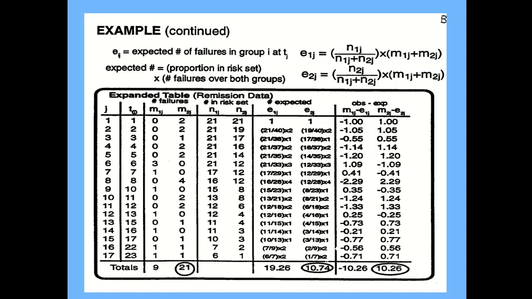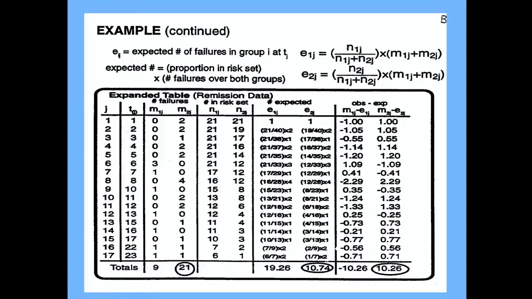First of all, in this table, you see the number J, 1, 2, 3, 4, up to 17, but you notice that T of J is 1, 2, 3, 4, 5, 6, 7, 8, 10, 11, 12, 13, 23. Now, these values are all the times, the ordered failure times for both groups together.